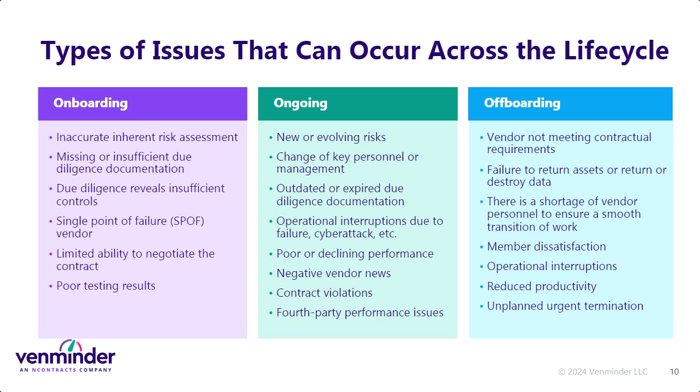Here's another one that is likely to occur during ongoing, and that is a change of key personnel or management. Maybe you're getting outdated or expired due diligence documents. Maybe they're refusing to provide updated documents. Maybe they've become non-responsive. Maybe they have some fourth-party performance issues, or maybe you're seeing some negative news. There's many, many things that could occur during the ongoing monitoring phase of the life cycle.